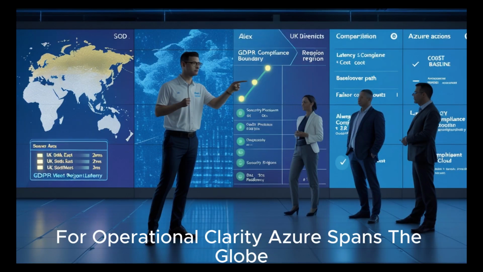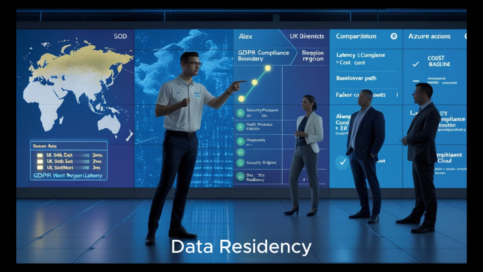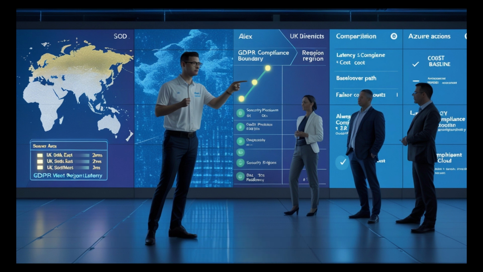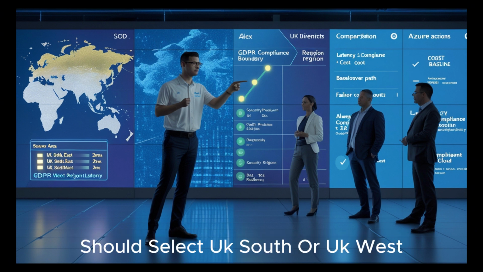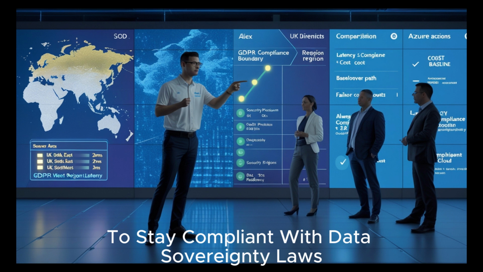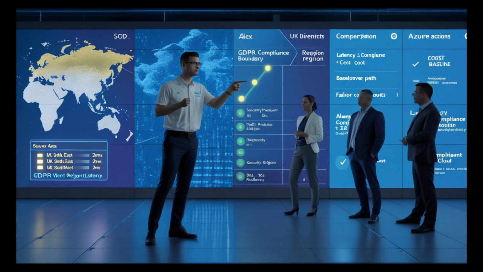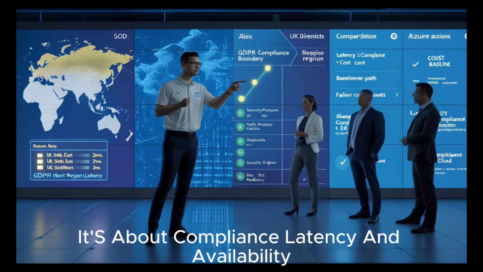Azure spans the globe, but you must choose regions strategically. Data residency, latency, and compliance are top priorities. A financial services firm based in the UK should select UK South or UK West to stay compliant with data sovereignty laws while maintaining high availability. Region selection isn't just about performance, it's about compliance, latency, and availability.